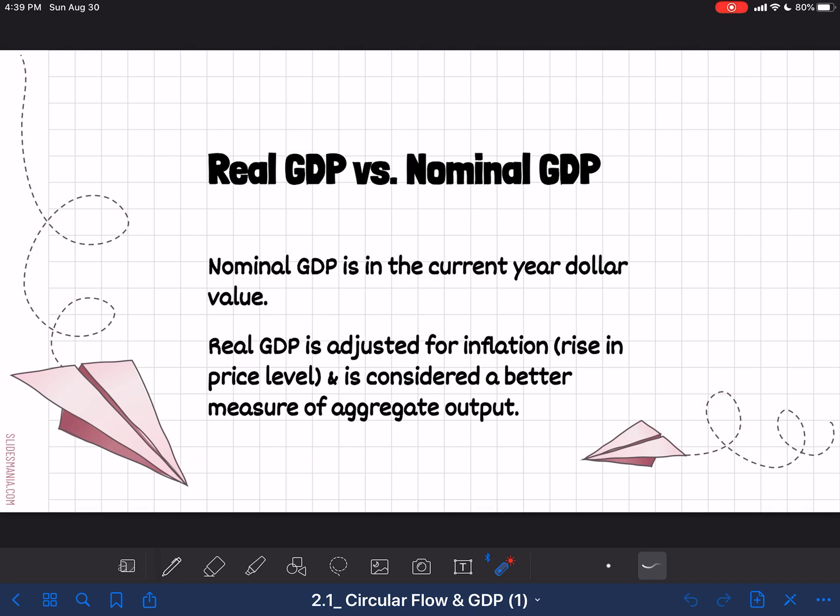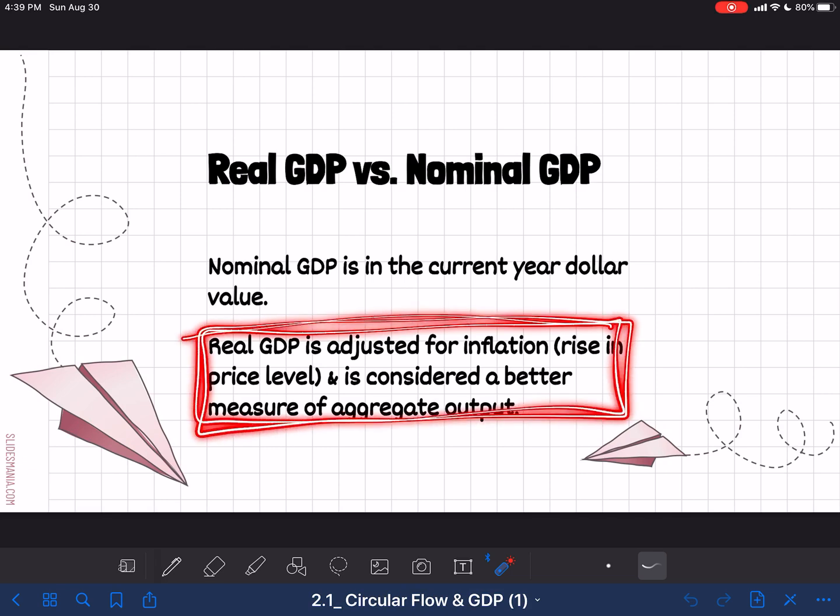So nominal GDP is the current year dollar value GDP. So if we say we have $22 trillion in GDP, then that's the nominal GDP. Real GDP is adjusted for inflation or the rise in our price levels, and this is considered a better measure of aggregate output because it's taking inflation out. So inflation is the rise in price levels. It can give us a false sense of growth if we see an increase in our GDP, but really that was just inflation that was increasing our GDP. So real GDP is the GDP we like to use when comparing for growth.